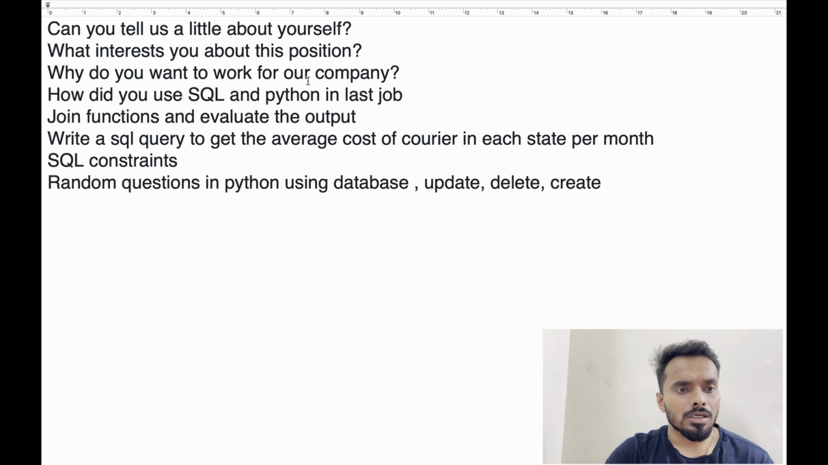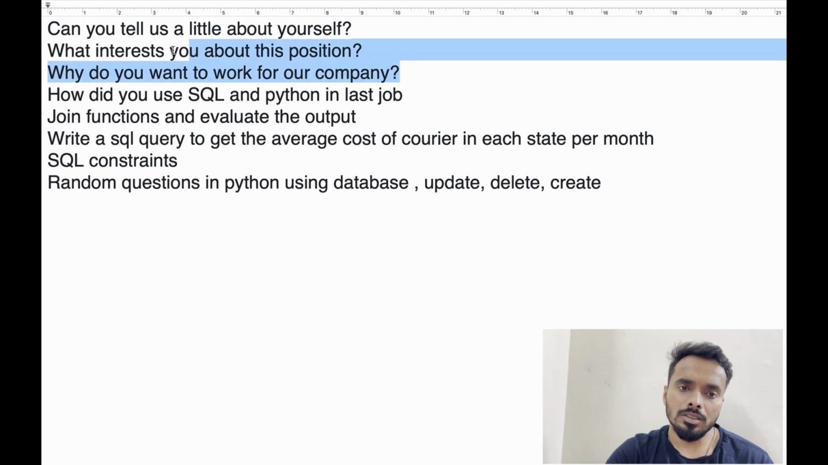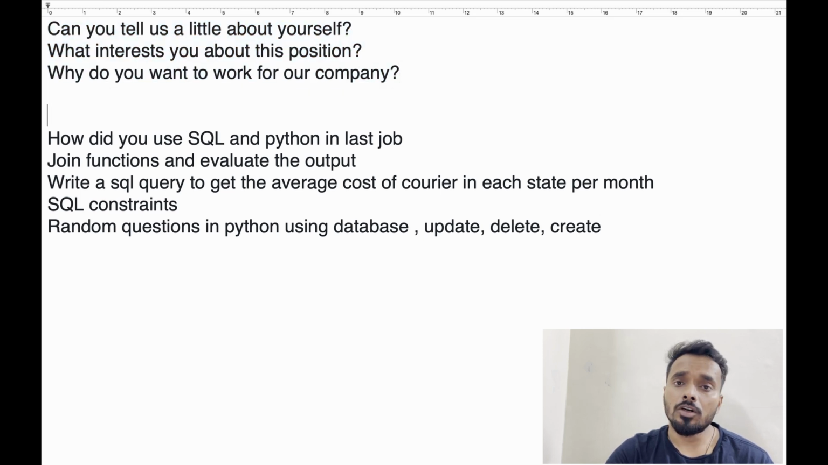So the first question is, can you tell us a little about yourself? In this question you can basically tell about your educational background, where you belong, what your hobbies are, what achievements you have made in your previous project or previous job, and what extraordinary things you might have done in extracurricular activities, like sports or something like that.